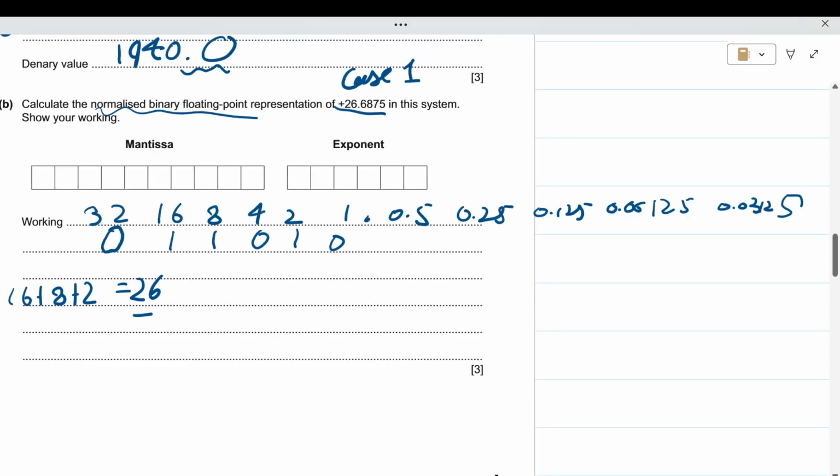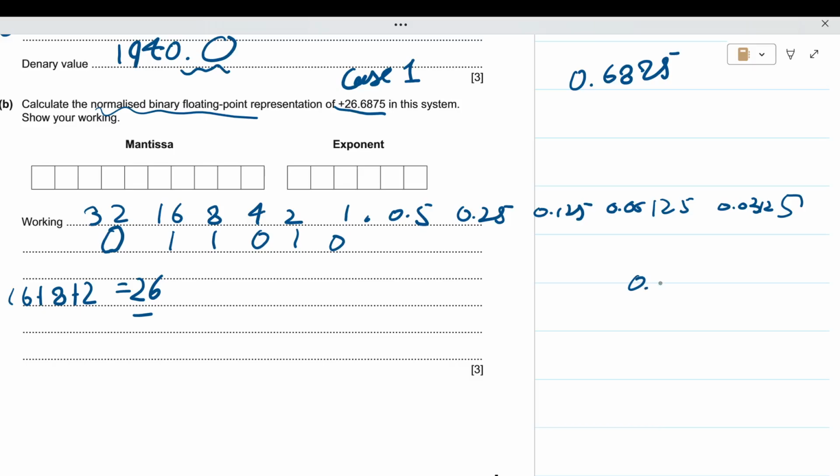Now, how about 0.6875? Now, first of all, there's the hit and trial method and there's the other method I talked about in my last video, right? Let's try to do the hit and trial method because I feel like I can do it. We can do it this way.